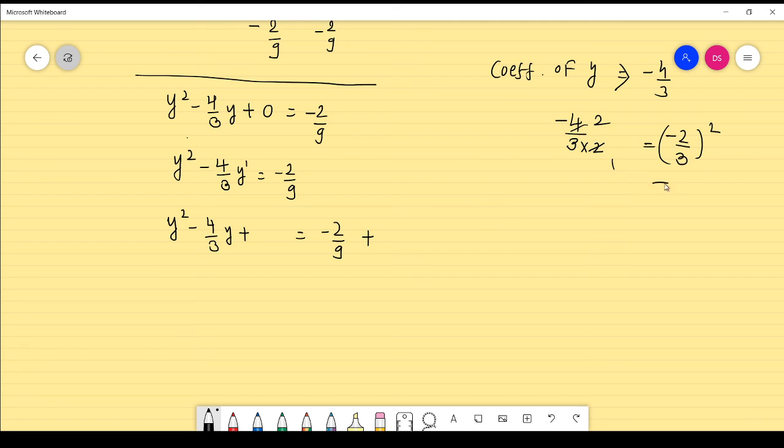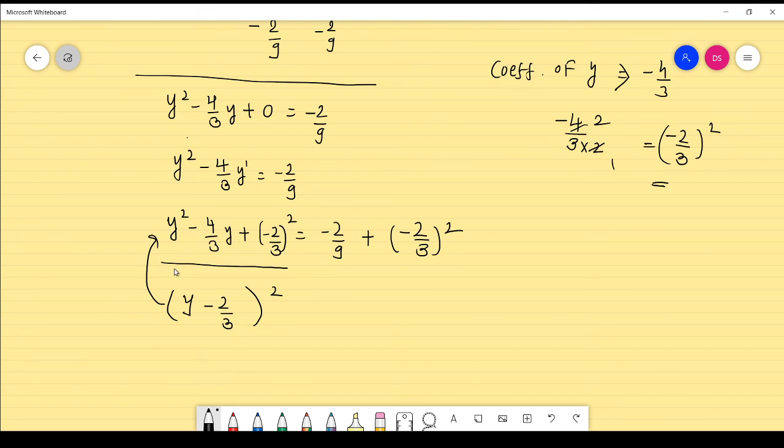What is that specific term that we need to add? That is minus of 2 by 3 whole bracket square, which we will add on both sides. So the left hand side is a complete square. That square is nothing but y minus 2 by 3 whole bracket square. If we solve this bracket, you will get the same term.